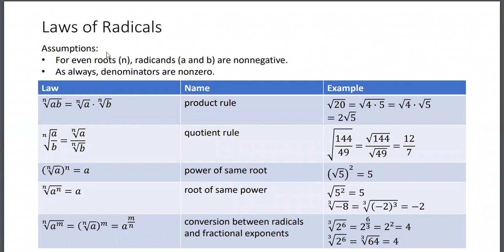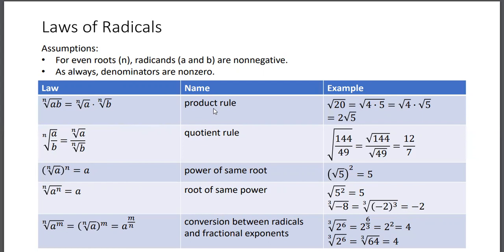The assumption in these laws is that for even roots, and here I'm indicating the roots, the indexes on the radicals, the radicands, those are the things underneath the radical sign, A and B in these examples, are non-negative. And as always, denominators are non-zero. This denominator here, B, has to be non-zero.